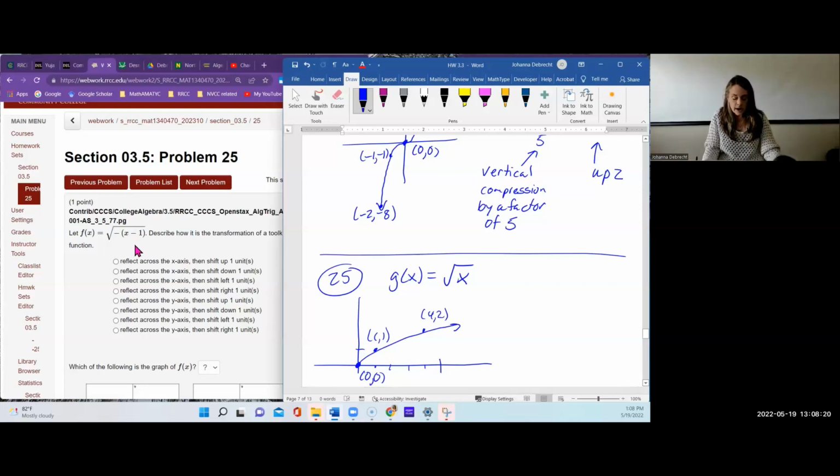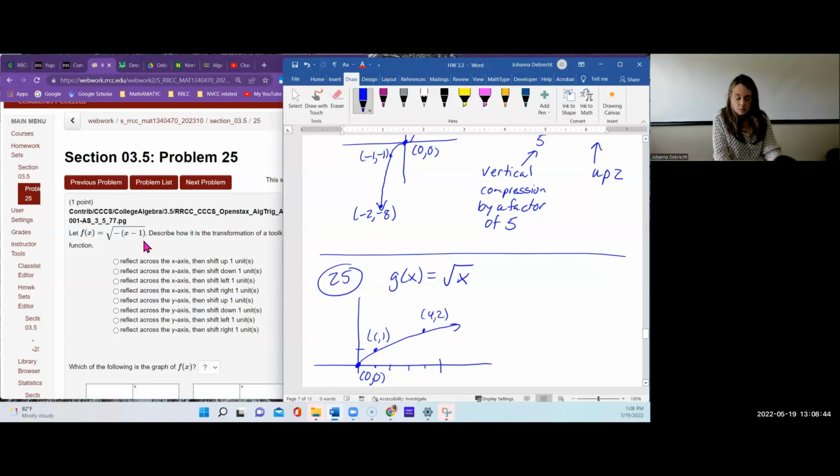What's happened to the graph? Notice that the negative happens first. We have a reflection because we have a negative multiplied by the x. The negative is inside the square root, which means it's going to be a reflection across the y-axis, a horizontal reflection. So that would be one of the last 4 choices, reflect across the y-axis.